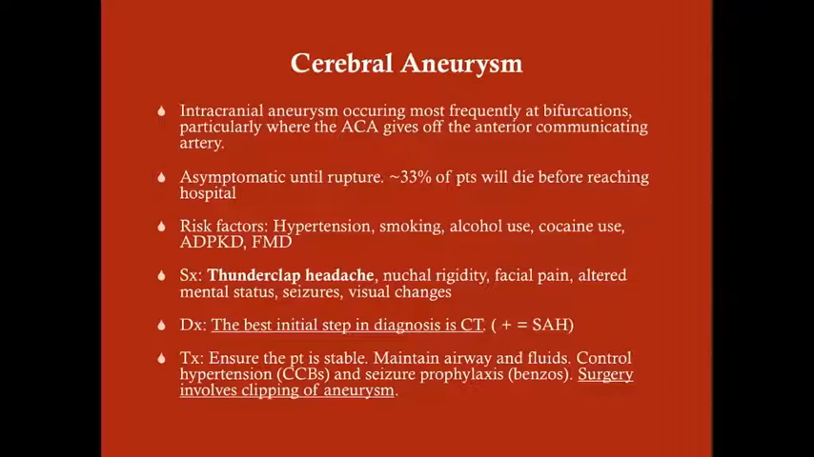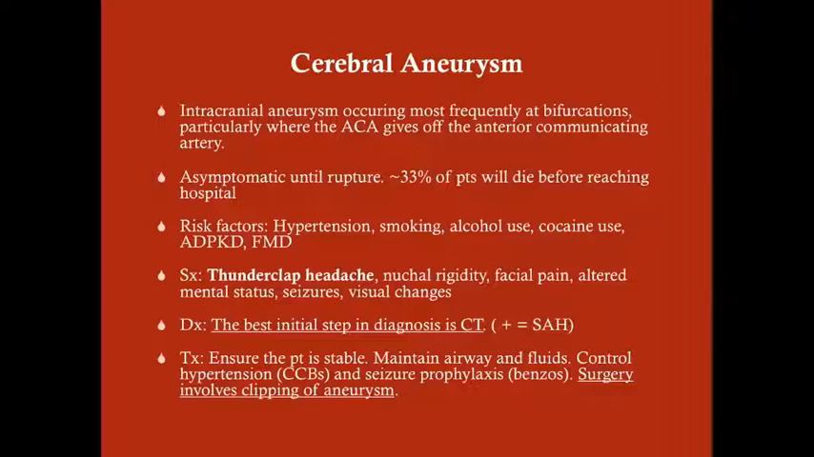These are also asymptomatic until rupture. 33% of patients with cerebral aneurysms will die before reaching the hospital. Risk factors include hypertension, smoking, alcohol use, cocaine use, and then some big ones that you're going to be expected to remember for the USMLE, especially autosomal dominant polycystic kidney disease, ADPKD. And that's the adult version. And then fibromuscular dysplasia is another thing that increases your risk pretty much for all aneurysms.